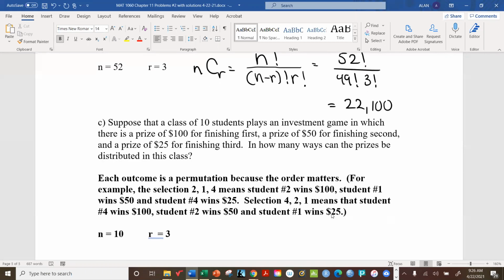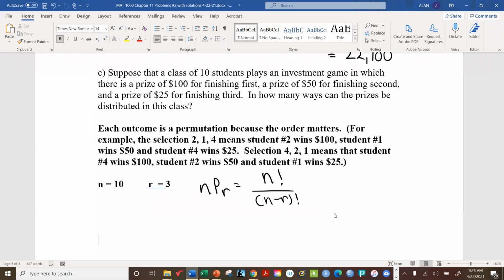nPr, if you recall, the formula is very similar to the formula we used for combinations. What's missing is that extra term, r factorial. So the number of permutations is always larger than the number of combinations. You can work this out on your calculator. It turns out to be 720.